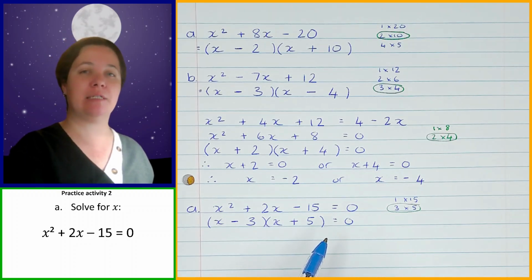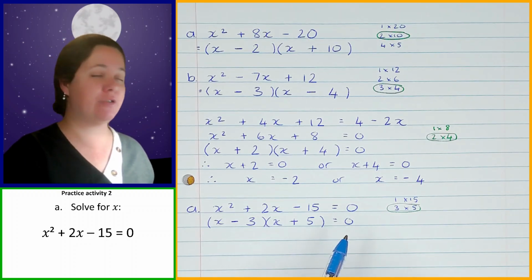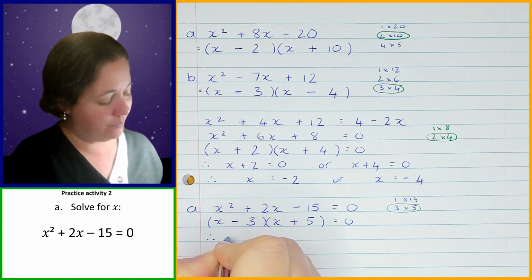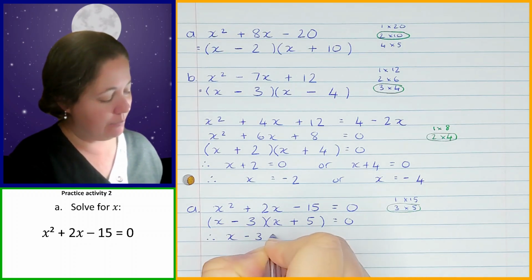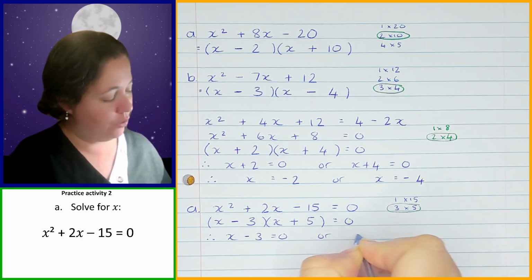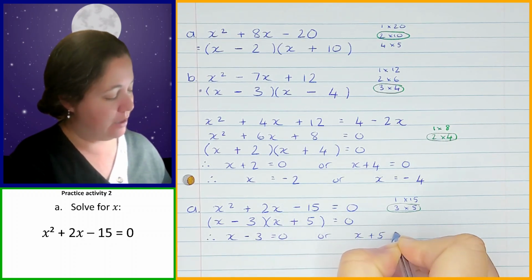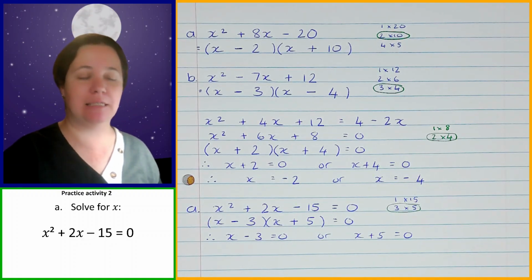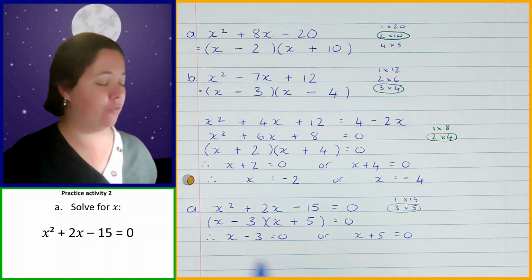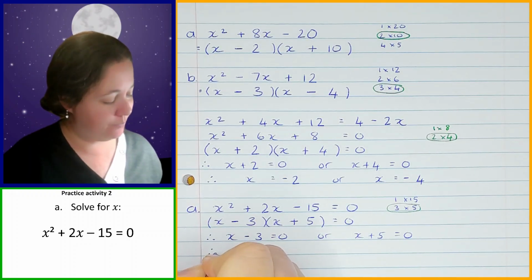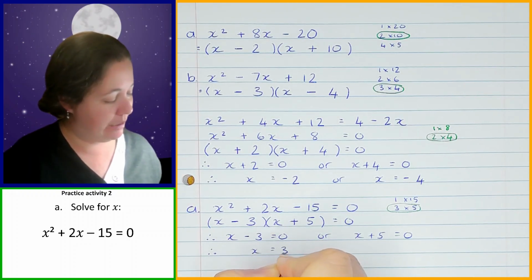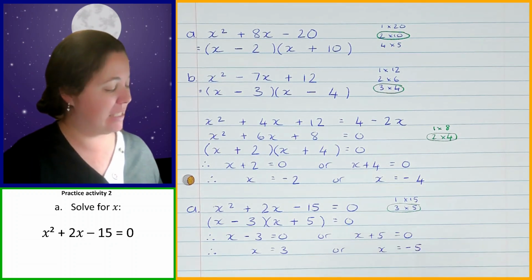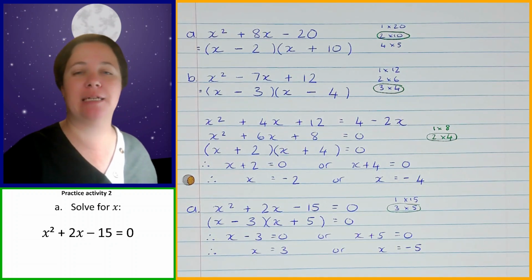So now I've got a factor times a factor equal to 0. So now I'm going to set each of those factors equal to 0. So I've got, therefore, x minus 3 must be equal to 0, or x plus 5 must be equal to 0 in order for me to be able to multiply those together and get 0. Okay, now I can go and solve each of those separately. So therefore, x is equal to 3, or x is equal to negative 5. And that's what you should have got for question A. Right, let's go on to question B.